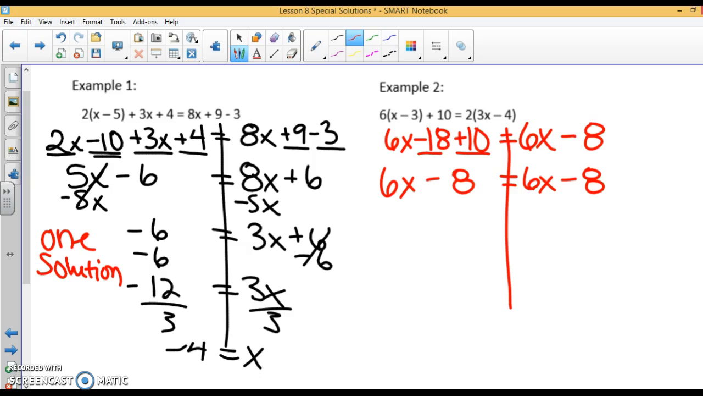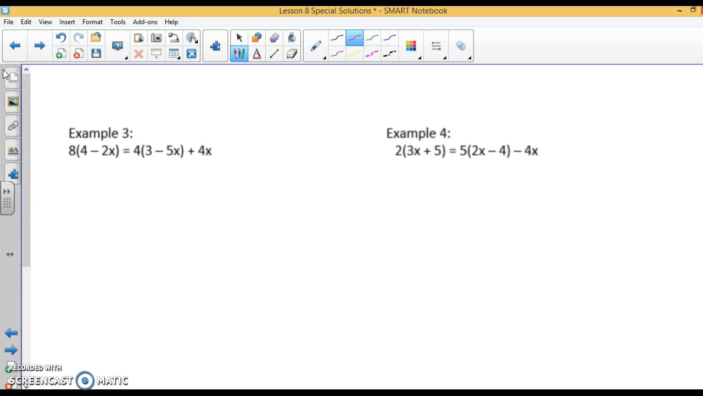I have 6x, and negative 18 plus 10 gives me negative 8. And we can notice that they're the same on both sides. So I can just stop right there. And this one's going to have infinitely many solutions.